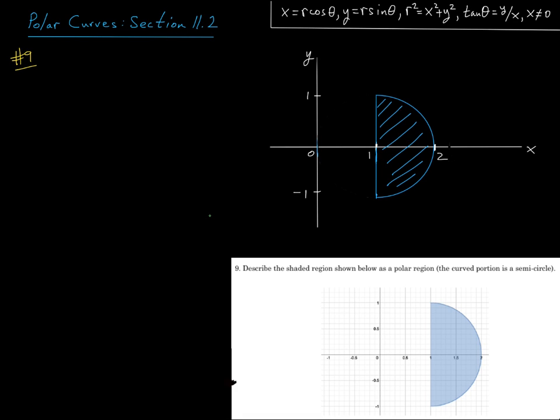Okay, and last up for section 11.2, we're going to look at question 9 on the worksheet. It says, describe the shaded region below as a polar region. It says the curved portion is a semicircle.